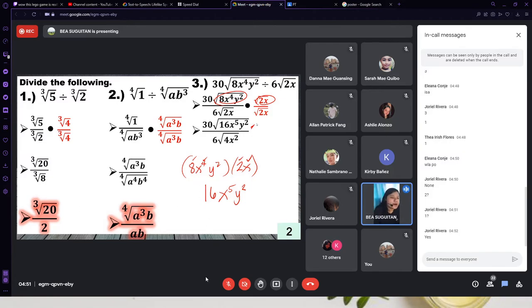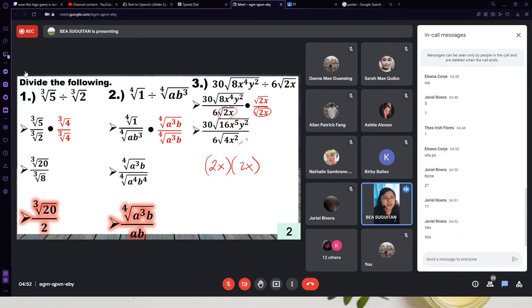So for our numerators, denominators naman, we are going to multiply our radical expressions. Okay? So those are 2x times 2x. That's why we have here on the denominator 4x squared. Can you still follow? I suppose yes. Okay, thank you. So let us simplify now.